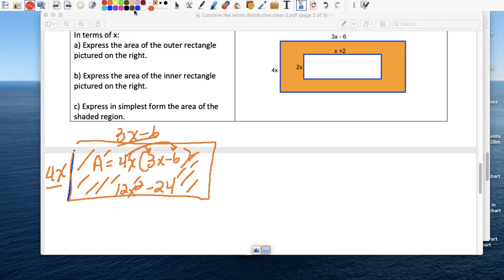Now, I'm not going to write it in white, but I'll write it in blue. So the blue part, which represents the white, is the smaller rectangle inside. That's 2x, and this is x plus 2. Well, again, find the area, right? Multiply the two sides. So it's area equals 2x times x plus 2. 2x times x is 2x squared, and then 2x times 2 is 4x.